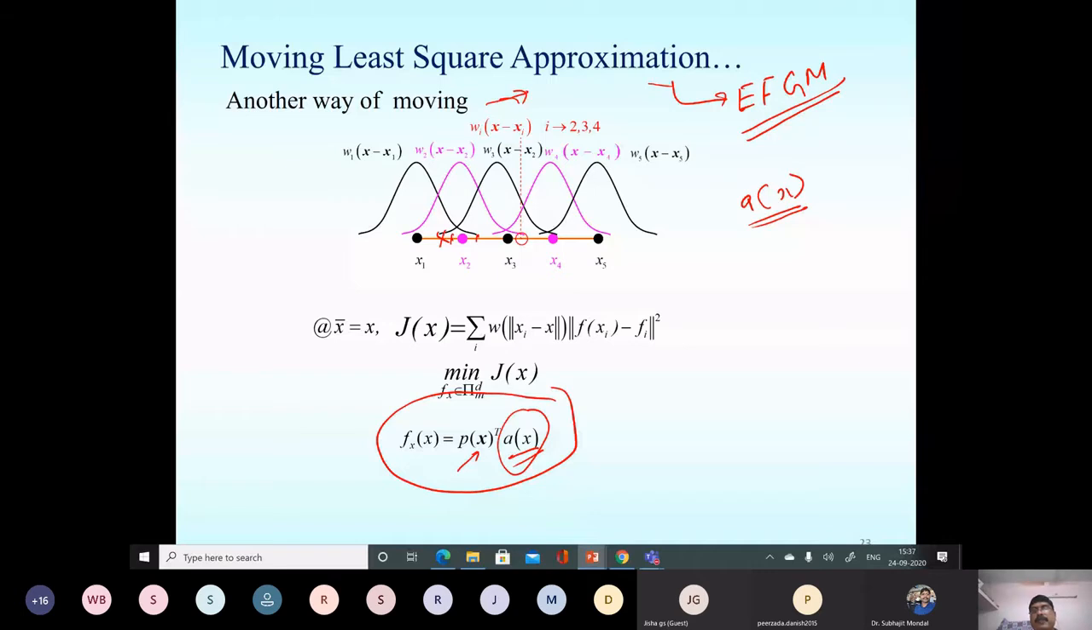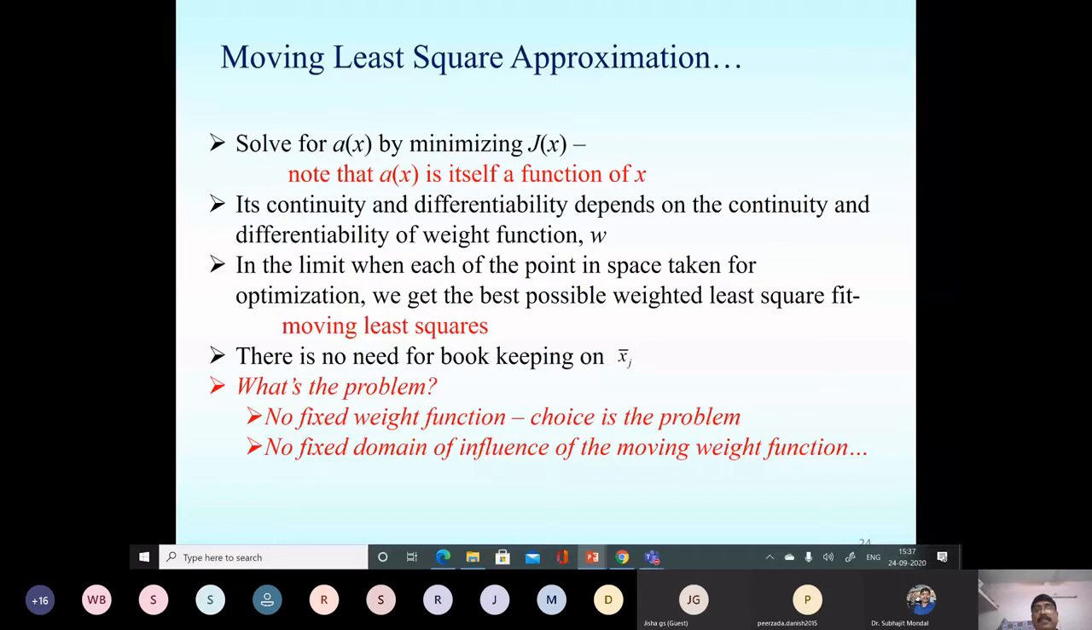So a of x itself is a function of x, and one major thing is that the continuity and differentiability depend upon the continuity and differentiability of the weight function. Okay, this is an important characteristic. In the limit, with each point in space taken for optimization, we get the best possible weighted least square fit. So you'll get a very smooth curve, and it will be the best possible weighted least square fit, since you are doing the minimization at every point. And we don't need to worry about xj, and then having to connect it and so on.